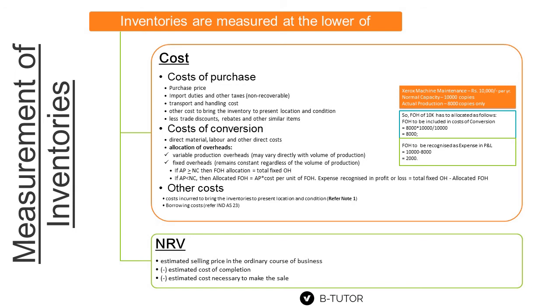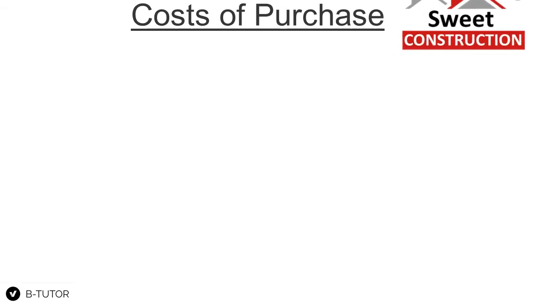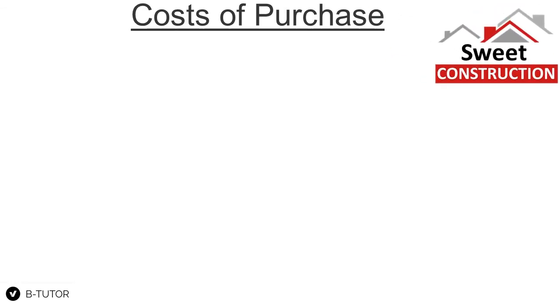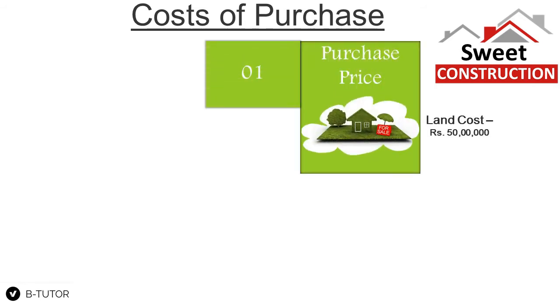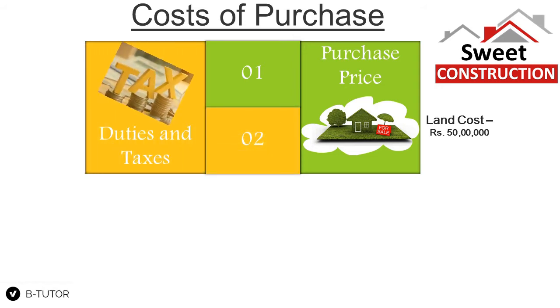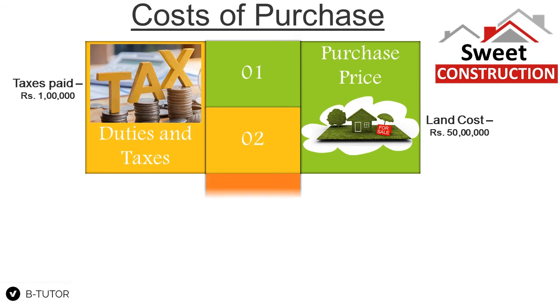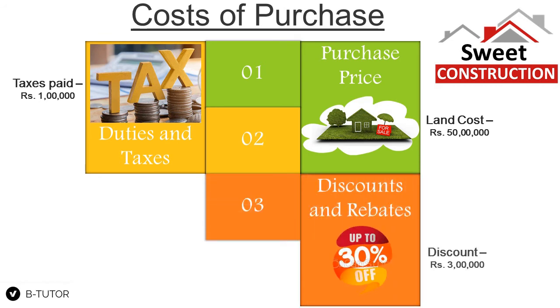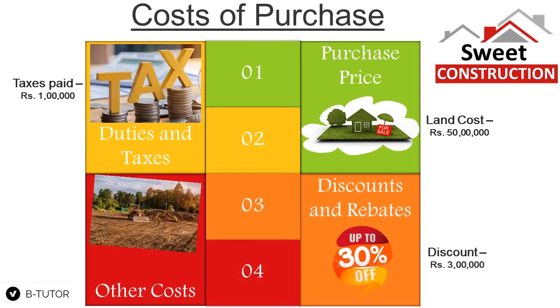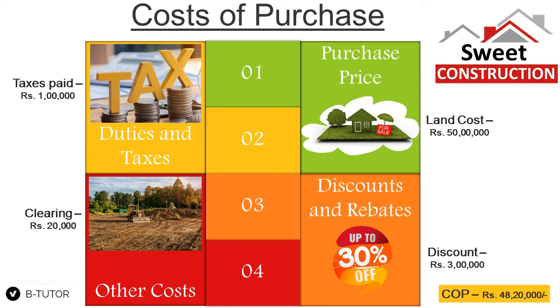Let's understand this slide with an example now. Sweet Construction is a construction company which constructs buildings and sells them to customers. At the year end, we, as an accountant, are required to value our buildings. Cost particulars are as follows. Cost of purchase consists of purchase price of land costing 50 lakhs, taxes paid on them amounting to 1 lakh, discount given by landowner 3 lakhs, and other clearing cost comes to 20,000. So the total cost of purchases amounts to 48 lakh 20,000.